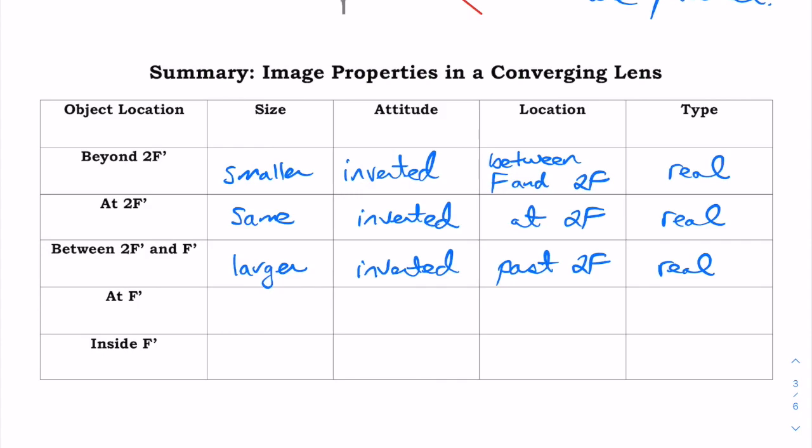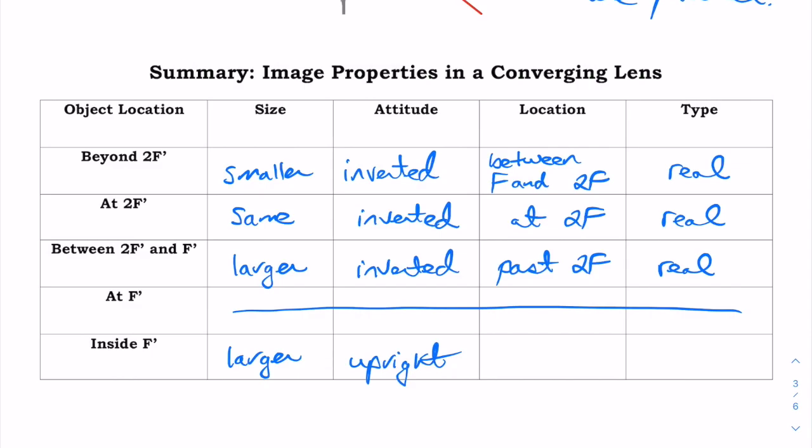When we placed the object right at f, no image was formed. That was the last case that we did, so the SALT acronym is not applicable for this one. And lastly, when we placed the object inside of f, the image was larger, upright, it formed behind the lens, in other words, on the same side of the lens that the light was coming in from, and this was the only time that we formed a virtual image.